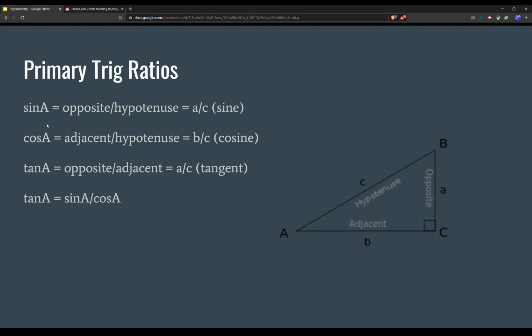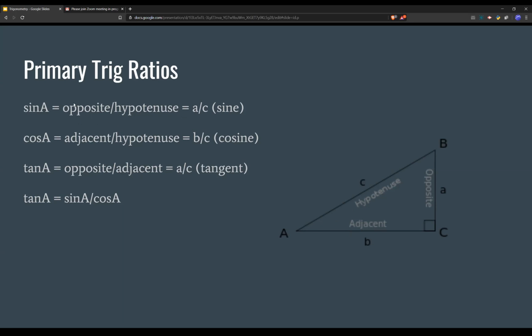So our first trig ratio is called sine. It's spelled S-I-N-E. So we're going to look at angle A specifically. So this angle right here. I should have named it BAC, but it's okay. We're going to look at this small angle right here between B and C. Okay, so sine of A, in a right triangle, is always equal to the opposite side divided by the hypotenuse.